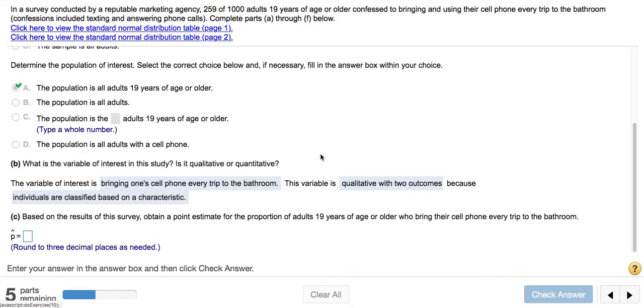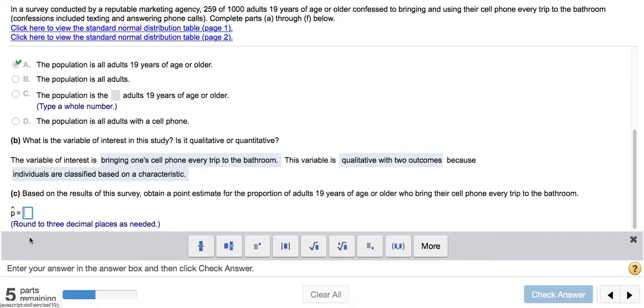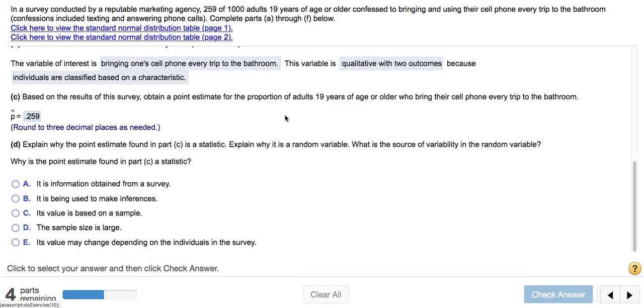Okay, so now we get to the point where we can actually come up with p hat, the point estimate for the population proportion. You take the number of successes and you divide by the total number of people surveyed. So 259 divided by 1,000. That will move the decimal point over 3 places, if you do this in a calculator, to give us a point estimate of 0.259. So our estimate is about 25.9%.